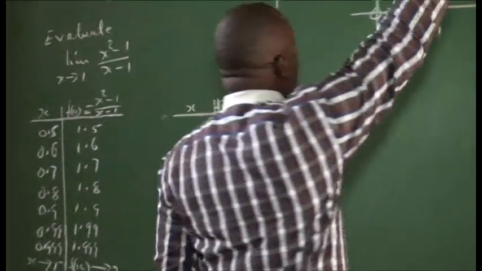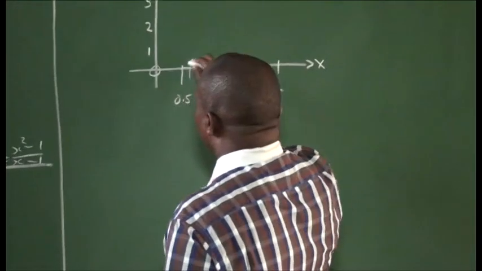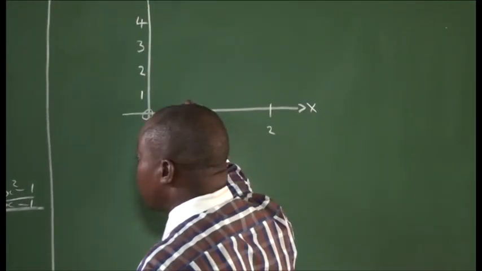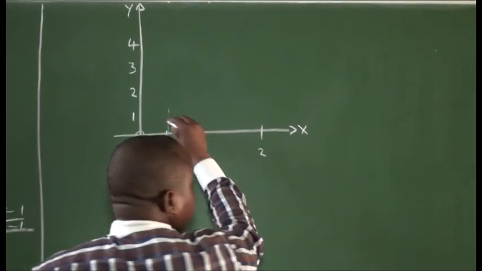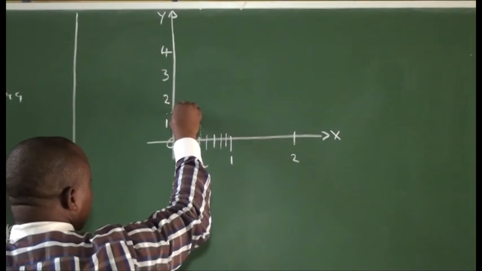Now let's do that using the coordinate plane. Here, at 0.5, f of x was 1.5. That's somewhere here.